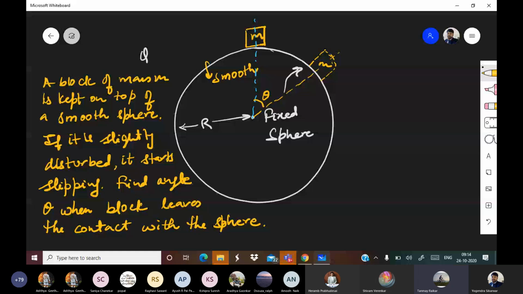So cos inverse 2 by 3. Cos inverse 2 by 3, you are saying? I have noted it. Yes, down, sir. Okay. Please write your answer in the chat box also.